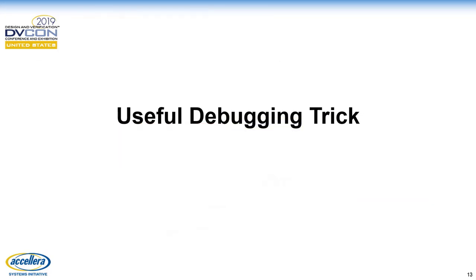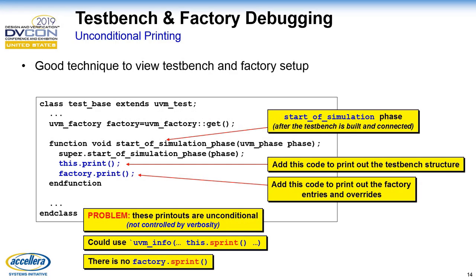So, a useful debugging trick here. I like the technique where I can see my test bench and factory setup before I go into the run phase, because if something goes wrong, it's usually during the run phase. I'd like to have a printout of what my test bench structure looks like and what is currently inside of my factory. So I have a test base class that extends UVM test, and I have the start of simulation phase in there.